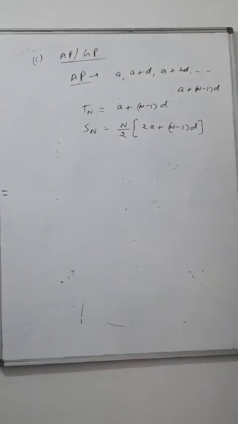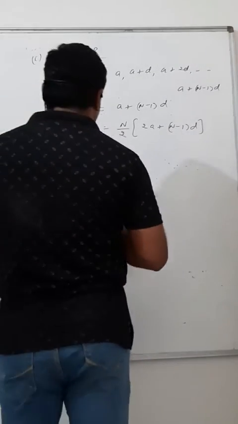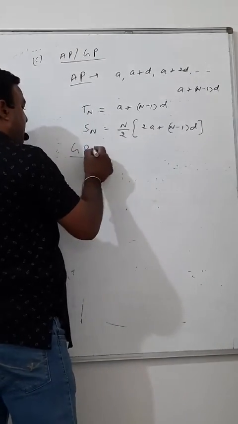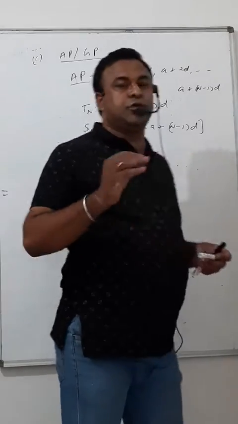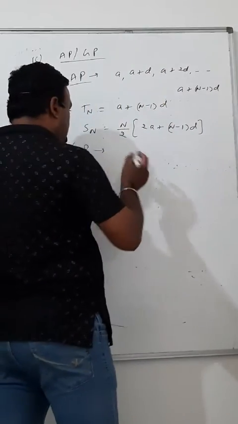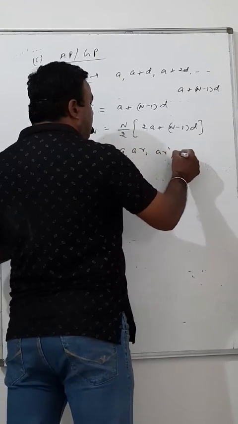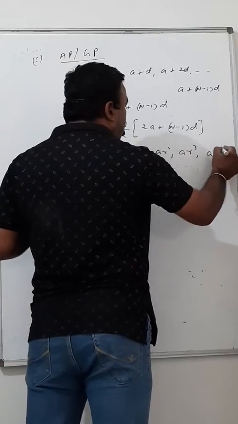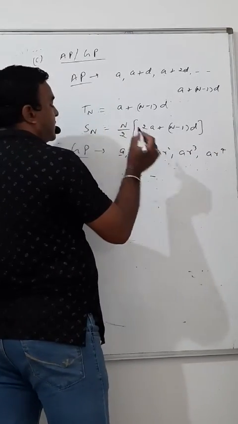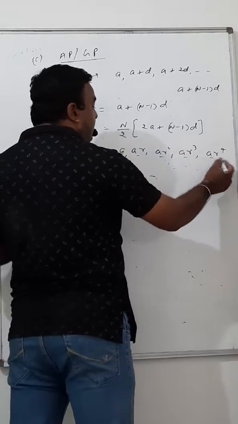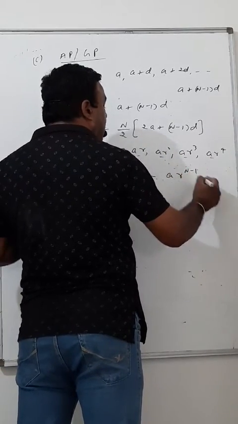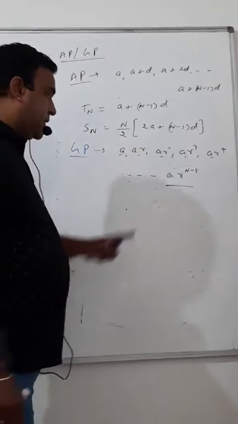And this is arithmetic progression. Another one is geometric progression, which has lots of use. First of all, understand it clearly. Geometric progression is like this: a, ar, ar squared, ar cubed, ar to the 4. First term, second term, third term, fourth term, fifth term, nth term.